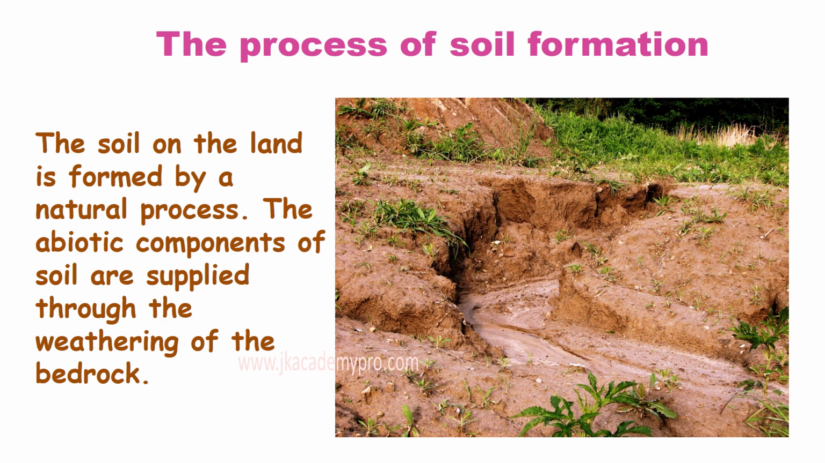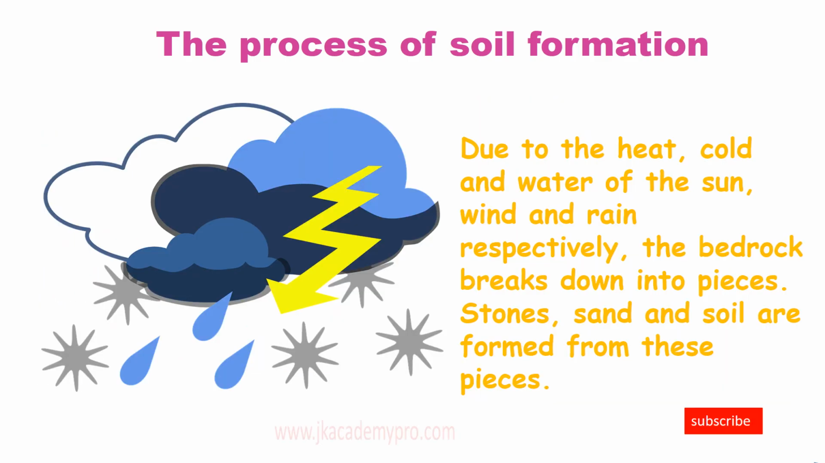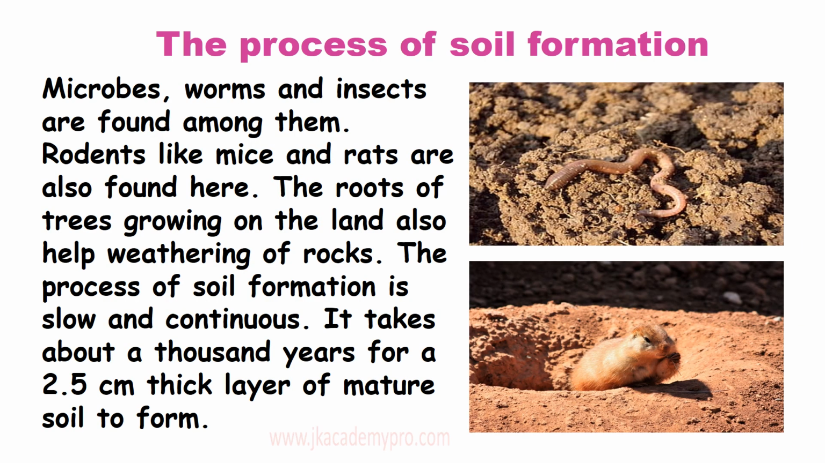How is soil formed? Now, the soil on the land is formed by natural processes. Now, the abiotic components. What are abiotic? The non-living things in the soil are supplied through the weathering of the rocks. Now, what do you mean by weathering of the rocks? As the seasons change, we have the winter, the summer, the rains. All the rocks get disintegrated and soil is formed. Due to the heat, cold, and water of the sun, wind, and rain, respectively, the bedrock breaks down into smaller pieces. Stones, sand, and soil are formed from these pieces. Microbes, worms, and insects are found among the soil.